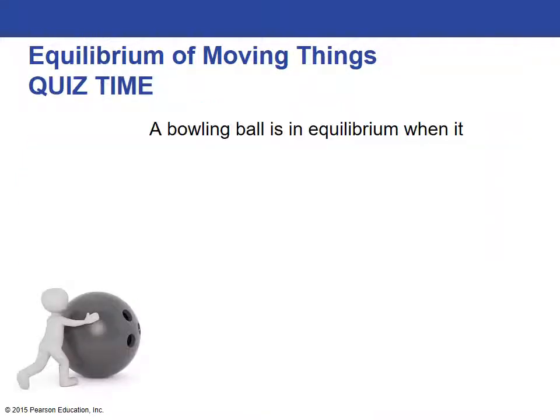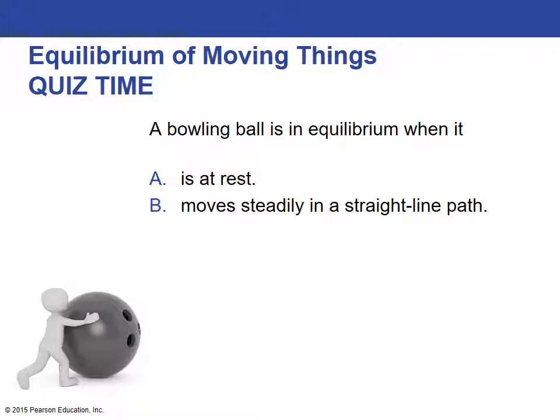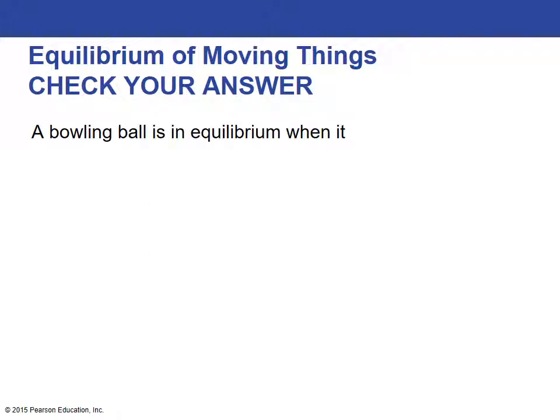Another question, another quiz for you. We've got, and you should do really well on this one. A bowling ball is at equilibrium when it is A, at rest, B, moving steadily in a straight line path, like down our hallway perhaps. Both of the above, are these both conditions of equilibrium, or neither? You don't get any time to think about this question. You know the answer to this one.